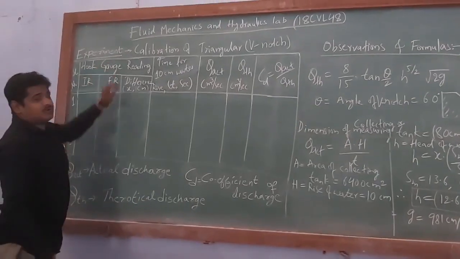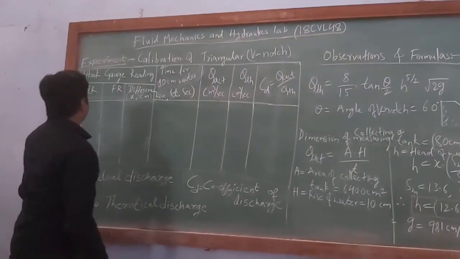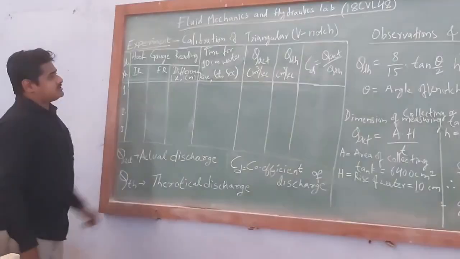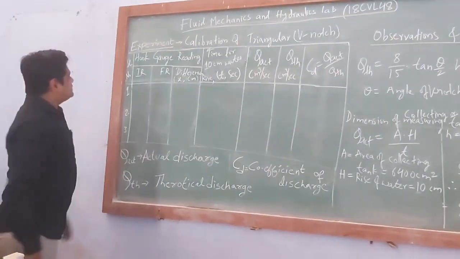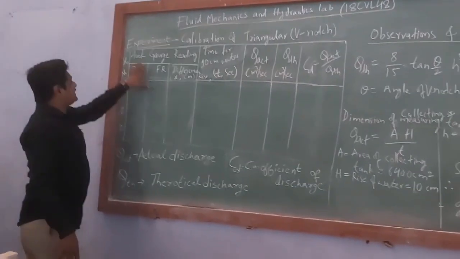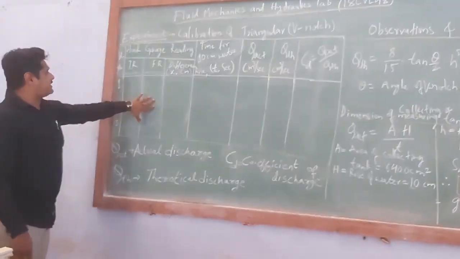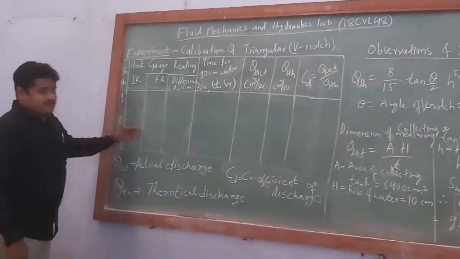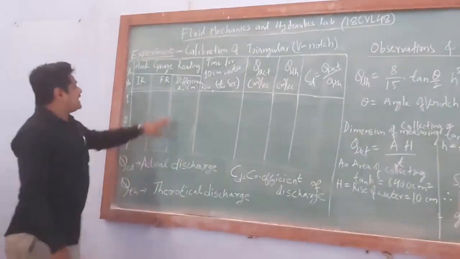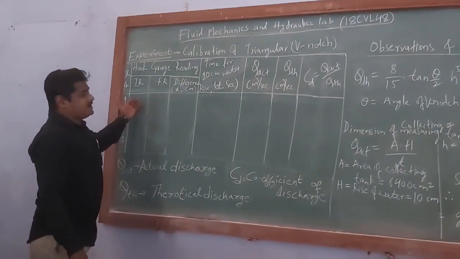Okay, we'll move on to the next experiment, that is calibration of triangular or V notch. So this is the table for the calibration of triangular V notch, and these are the observations and formulas. We'll start with the table where first we will be taking the hook gauge reading. There will be two readings, that is initial reading and final reading. Initial reading for each and every serial number will be the same, and final reading keeps changing. And x is nothing but the difference between final reading and initial reading.